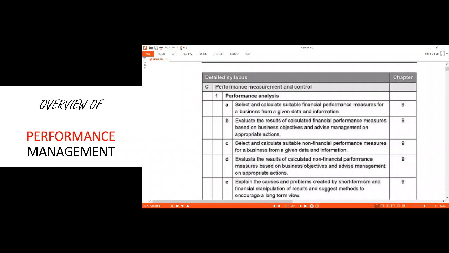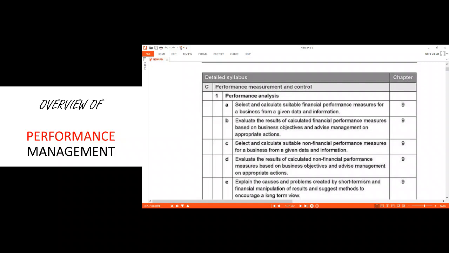Then we will move on to the C part of the syllabus, performance measurement and control. And under performance measurement and control, we will be looking at performance analysis as detailed here. We will be calculating suitable financial performance measurements for business organization. We are going to evaluate the results of the calculated financial performance.